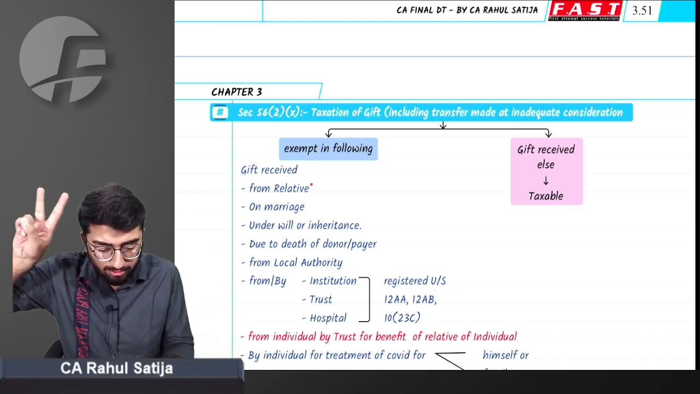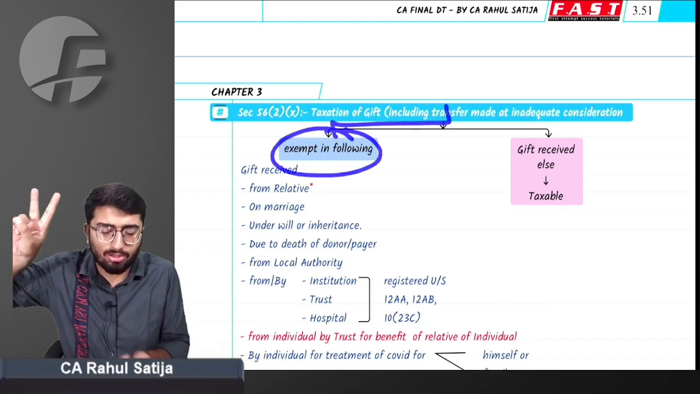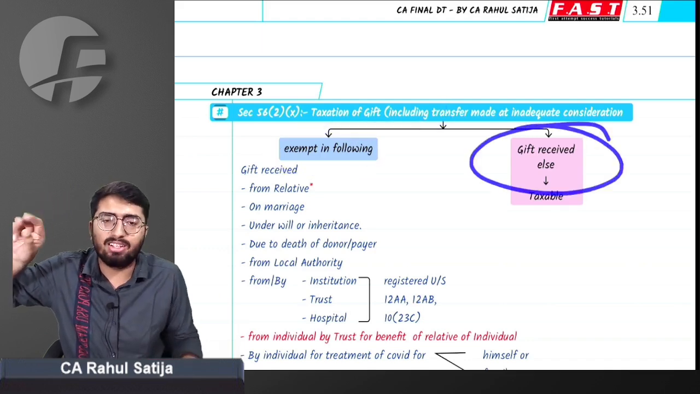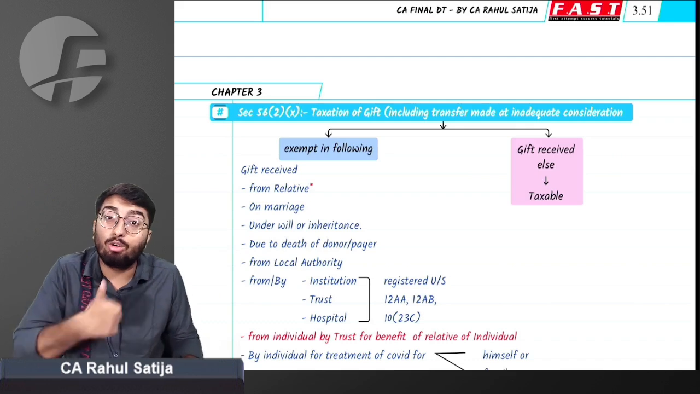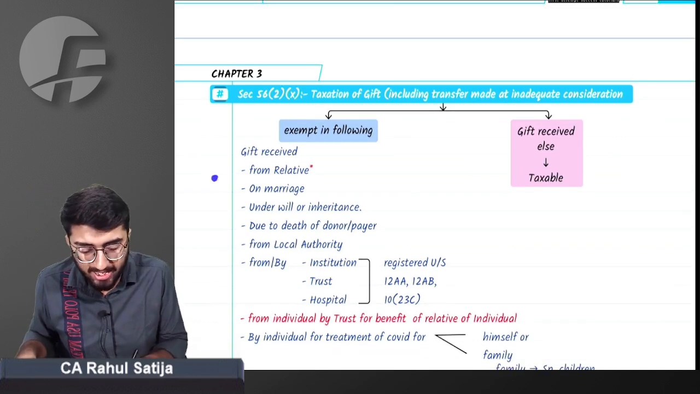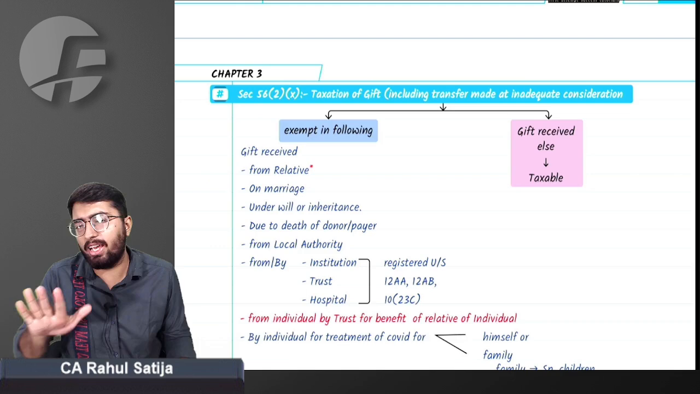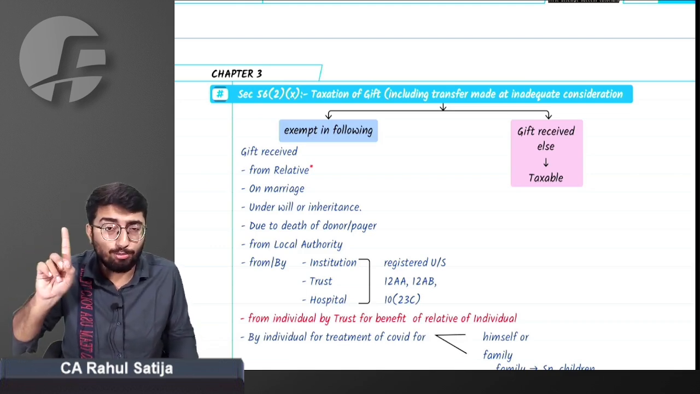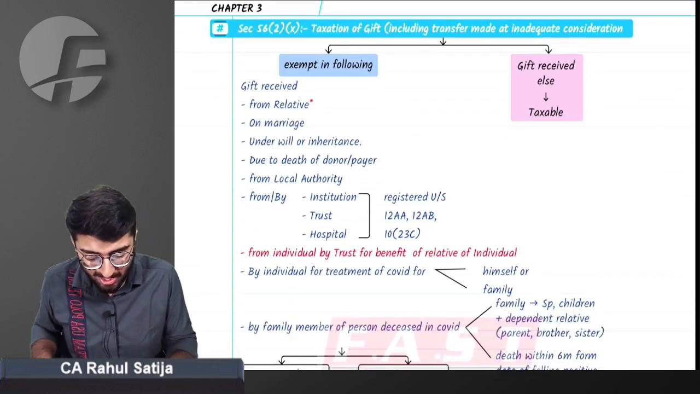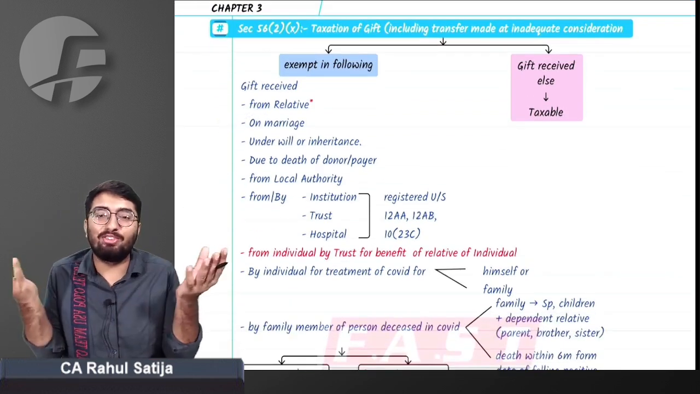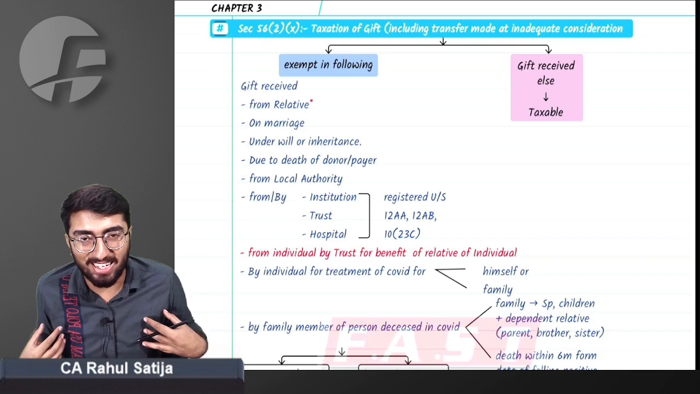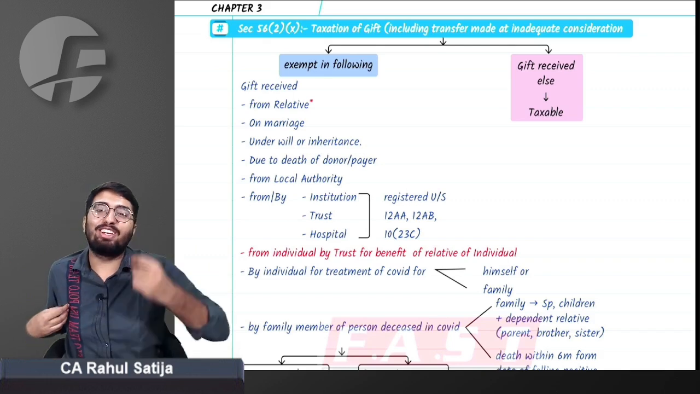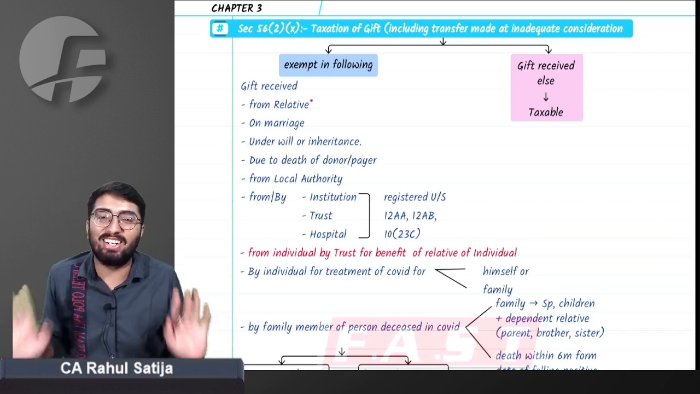Sir, we have two types of gift. First, a category of gift that is always exempt and a category of gift that is always taxable. First, let us understand what is exempt gift. First of all, any kind of gift received from a relative will be exempt. Sir, who are relatives? We will study later on. Any kind of gift received on account of marriage, for example, I am getting married, whatever gift you will be giving to me on my marriage, it will be completely exempt.